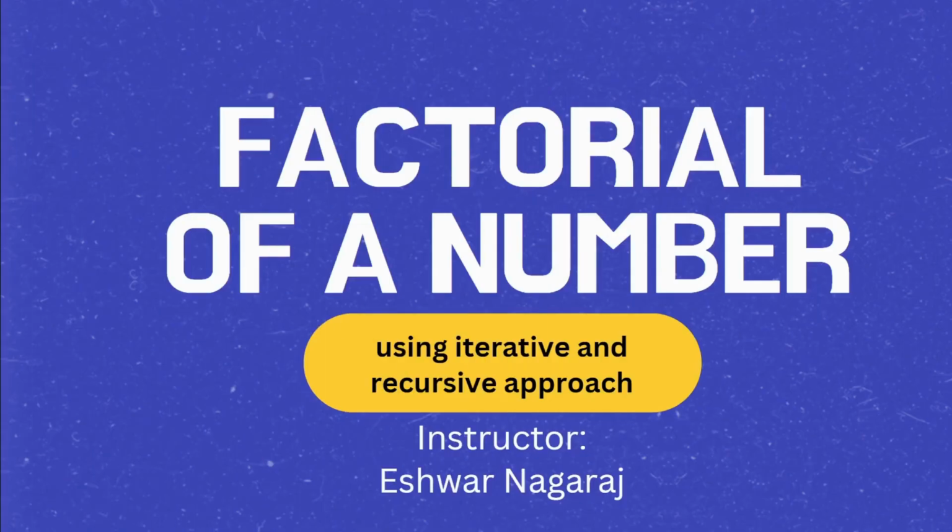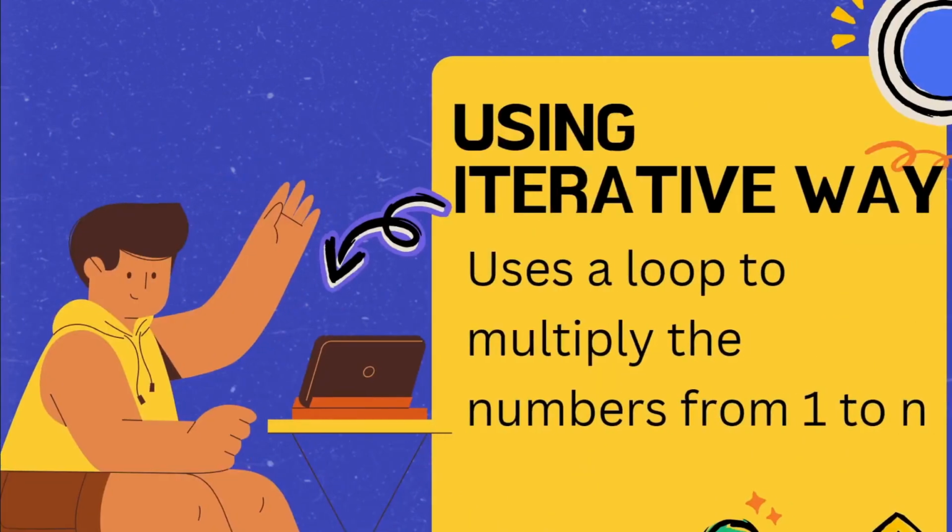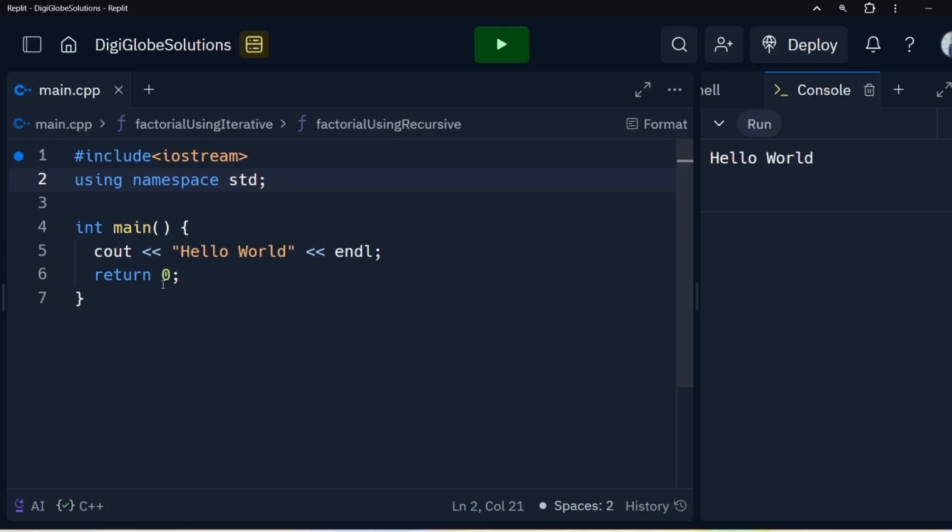In this video, we are going to see how to find a factorial of a given number using two very basic approaches, that is our iterative approach and the second one is recursive approach. So the very first way is we will be using iterative approach. Simply we'll be using a loop to multiply the numbers from 1 to n. Let's check this out.